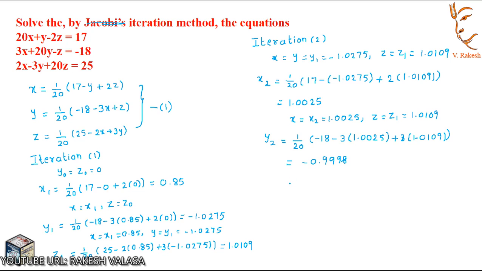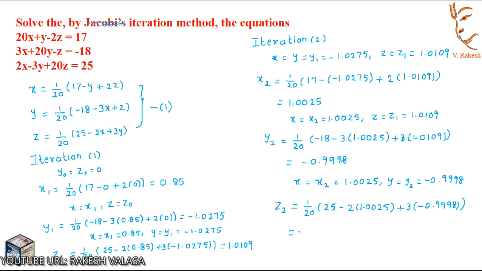For calculating z2, in the place of x, x equal to x2, 1.0025, and y equal to y2, whose value is minus 0.998. Next z2 equal to 1 by 20 into (25 minus 2 into x2, whose value is 1.0025, plus 3 into y, that is minus 0.998). This value is 0.998.